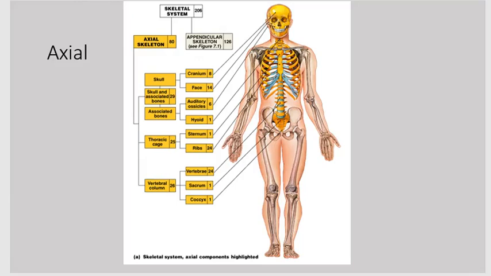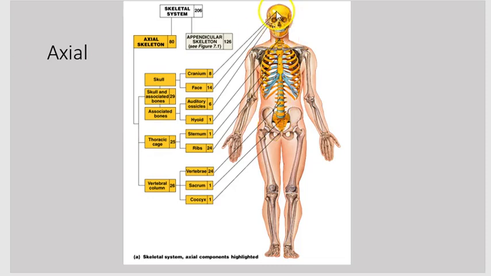Okay, in this one we're going to start going through the 206 bones in the human body. Or I guess the 206 named bones, because like we said before, there were some, like the suture bones and some sesamoid bones, that aren't named. So we're just going to go through the ones that are named. And we're going to start with the axial skeleton, so everything here in yellow.